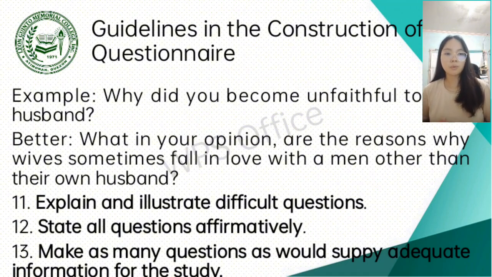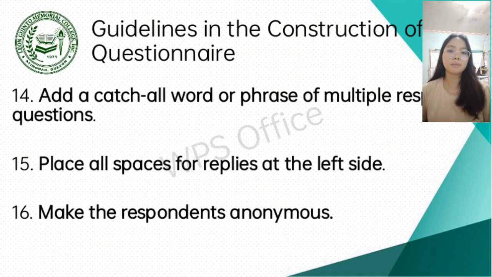Next is make as many questions as would supply adequate information for the study. So the study is only as complete as the completeness of the data used. If some important data are missing, the study suffers in accuracy and validity. So make sure that you gather all the important data. And number 14, add a catch-all word or phrase for multiple response questions. In short, for multiple response, add the phrase "others, please specify." This is to allow the respondents to add items which the researchers perhaps have missed.